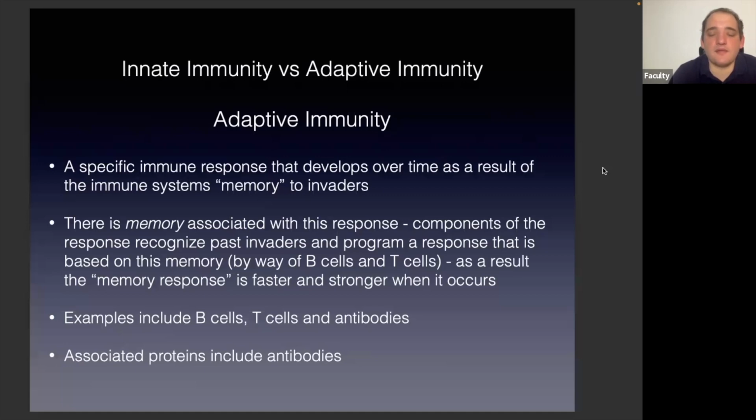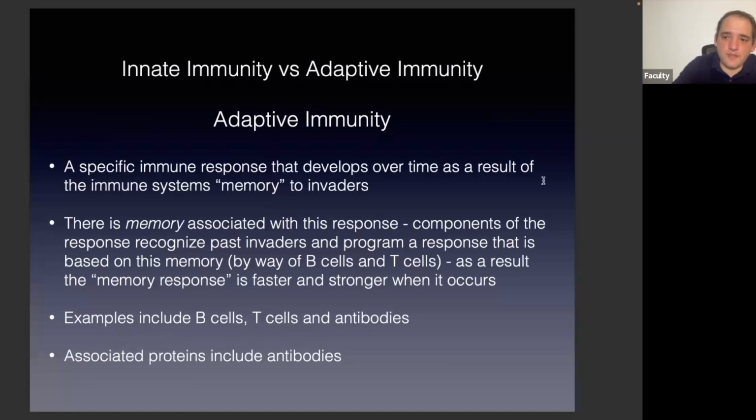But nonetheless, there is this memory associated. Even if we take the spike proteins for COVID-19, for example, even though they're much different from the initial COVID strain, there's still elements of it that are similar. So that still allows our body to be primed a little bit more with this memory of this response. And adaptive immunity can really include components like B cells, T cells, and antibodies.